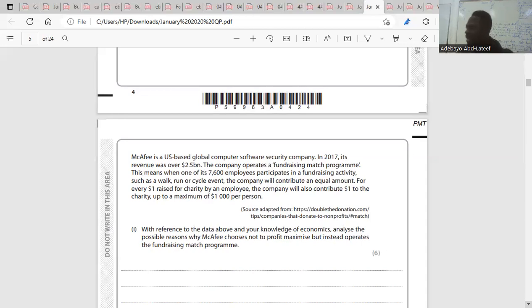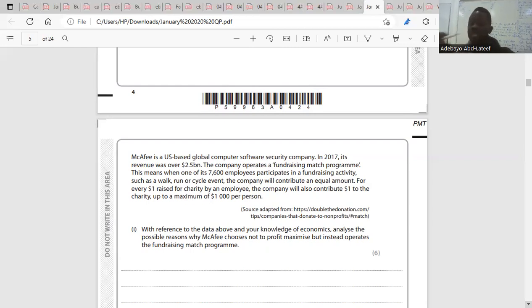McAfee is trying to help the society. It's trying to do charity. Charity means you're not expecting a return on whatever you do. So for each employee at McAfee, whenever an employee raises $1, McAfee will match it with $1 to give to charity. So whatever you work for will be doubled to give to charity. So McAfee here is involved in a fundraising activity, which is not profit maximization.